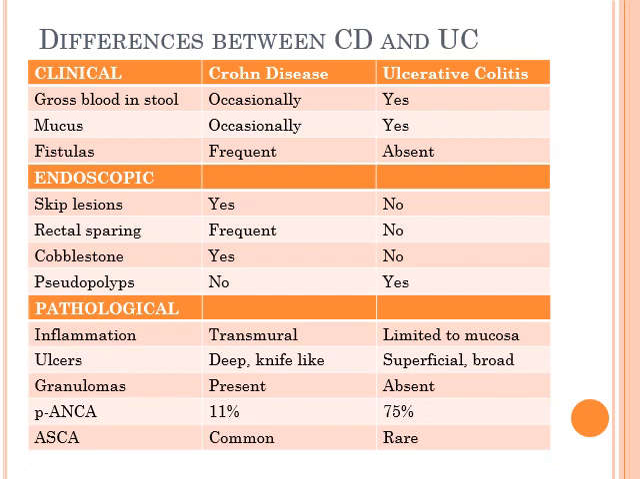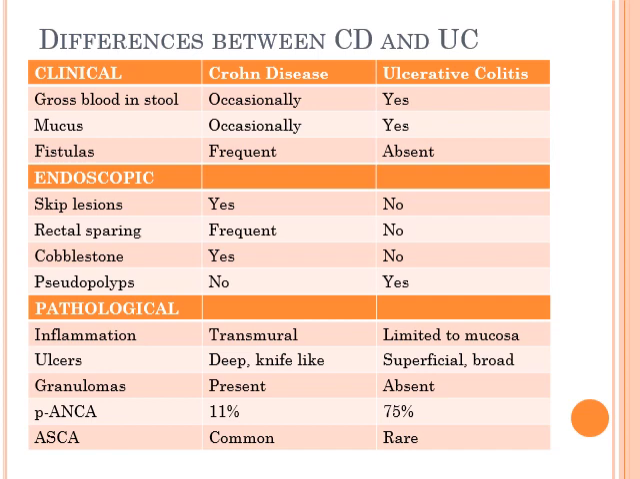Coming to our part, what are the pathological differences? When you look at the nature of the inflammation, inflammation is transmural in Crohn's disease and it is only limited to mucosa in ulcerative colitis. Ulcers, as I showed you, are deep knife-like in Crohn's disease, penetrating all the layers of the intestine. However, in ulcerative colitis, they are superficial and broad-based. Granulomas are the hallmark of Crohn's disease. They are not present in ulcerative colitis.